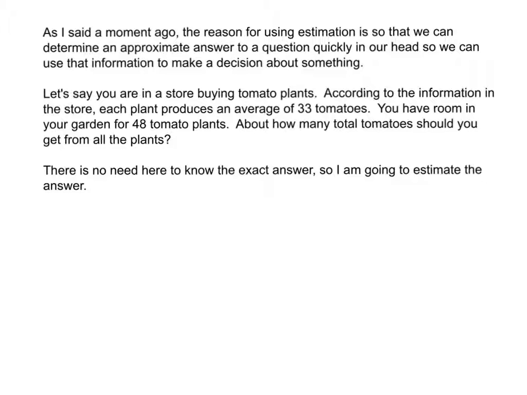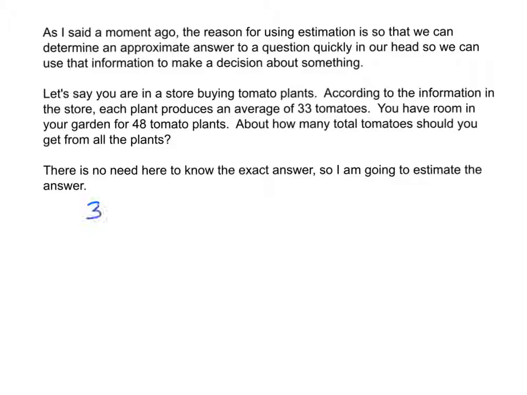Let's say you are in a store buying tomato plants. According to the information in the store, each plant produces an average of 33 tomatoes. You have room in your garden for 48 tomato plants. About how many total tomatoes should you get from all the plants? There is no need here to know the exact answer, so I'm going to estimate the answer.